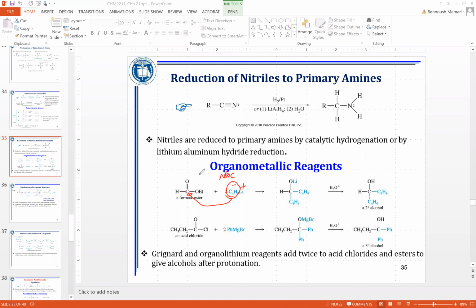If you remember from a previous chapter, I said anytime a nucleophile attacks a carbonyl group, you have to look, is there a leaving group or is there no leaving group? What happens if you have a leaving group? The leaving group is going to leave.